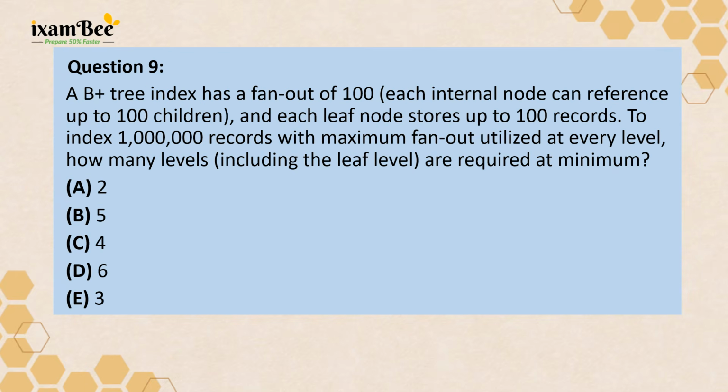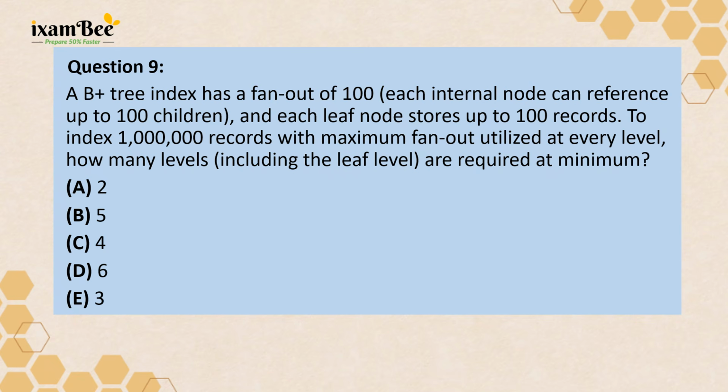Now in this question, a B plus tree index has a fan out of 100, which means each internal node can reference up to 100 children, and each leaf node stores up to 100 records. To index 10 lakh records with maximum fan out utilized at every level, how many levels including the leaf level are required at minimum?